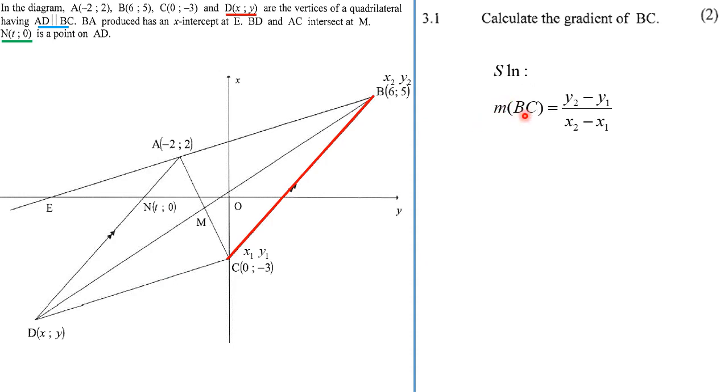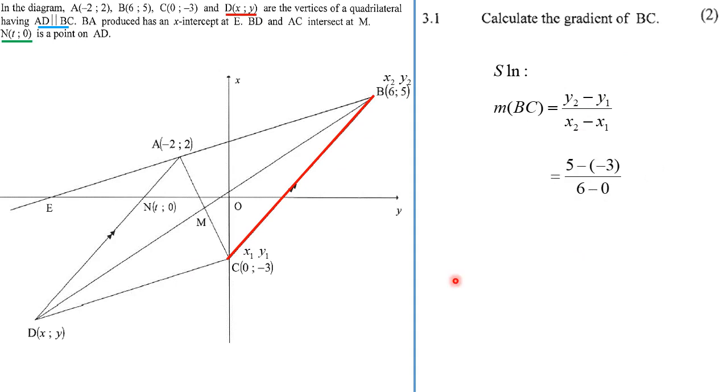It's the gradient of line BC, which is equal to y2. This is changing y divided by changing x: y2 minus y1, and then x2 minus x1. Then from there, if you are able to label your endpoints and choose the correct formula, then you're done. You substitute the values.